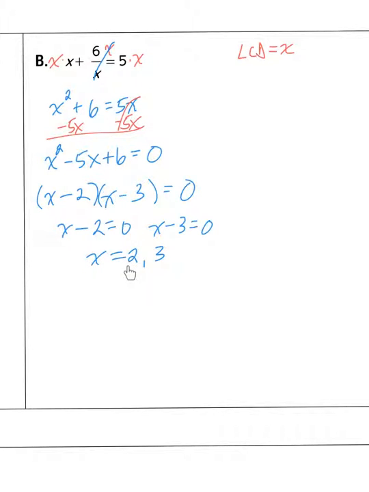And then we're going to test 2. 6 divided by 2 is 3. 3 plus 2 is 5, so that works. Then test 3. 6 divided by 3 is 2. 2 plus 3 is 5. So they both work.